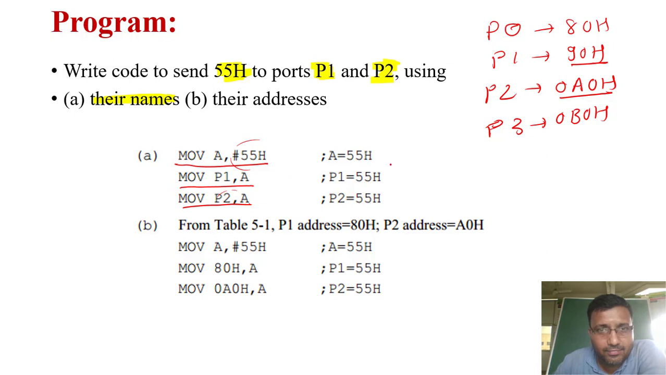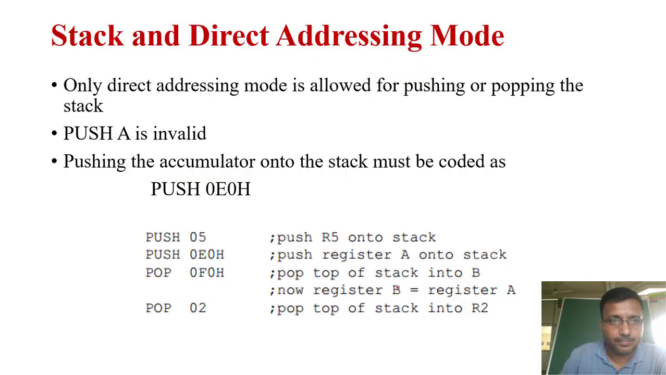Now second is with their addresses. How to use addresses? Here the port 1 address is 90. There is a mistake in the book, it should be 90H. Okay, so MOV A, #55H. P1 address is 90, so MOV 90H, A. Then 55H will be moved to 0A0, that is the port 2 address, so that is moved again with 0A0. So with the address we can move like this. Okay, so these are the two ways.